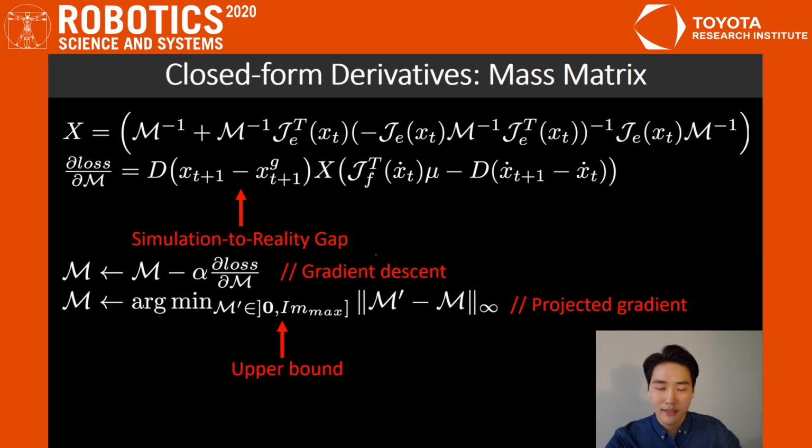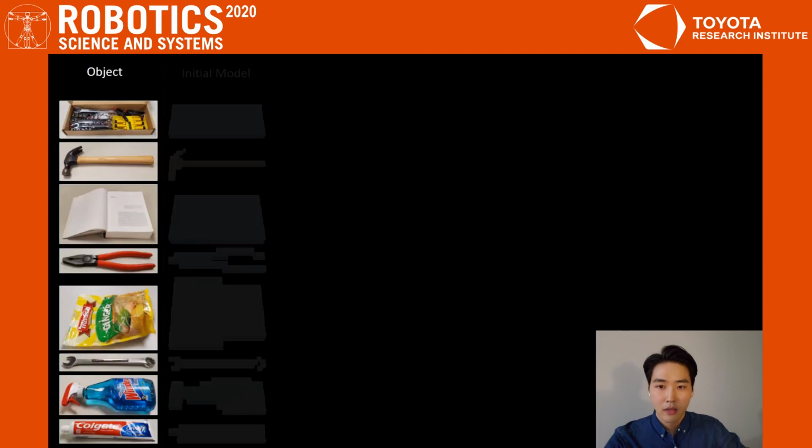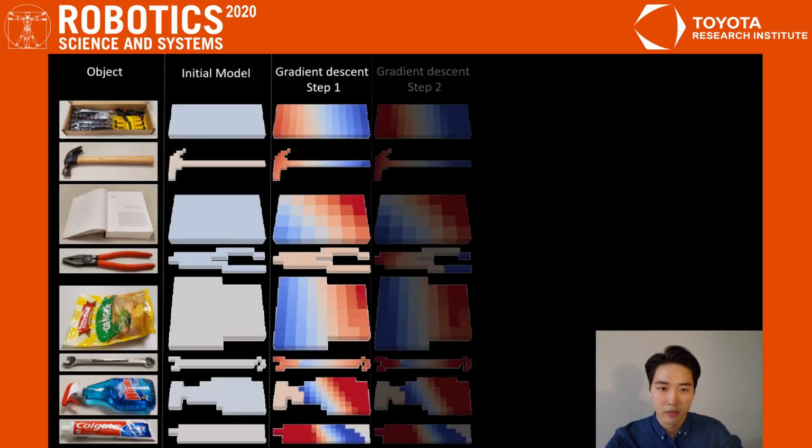We analytically derive the gradient of the loss in closed form. It looks very complex, but it is nothing but the inversion of a diagonal matrix and the product of matrices, so it can be solved in polynomial time. And then we can do the gradient descent, and the last step is to put an upper bound on the maximum mass. Basically, this can be seen as inductive bias. We can do the same thing with the frictions, and then finally we can identify the mass and the friction of the cuboids.